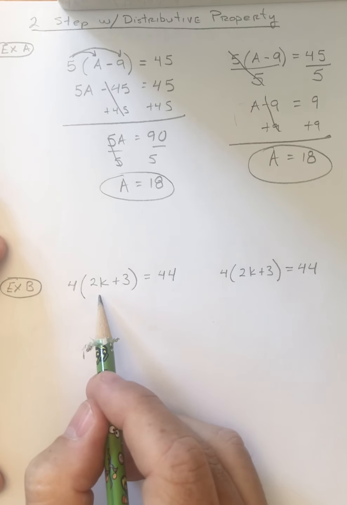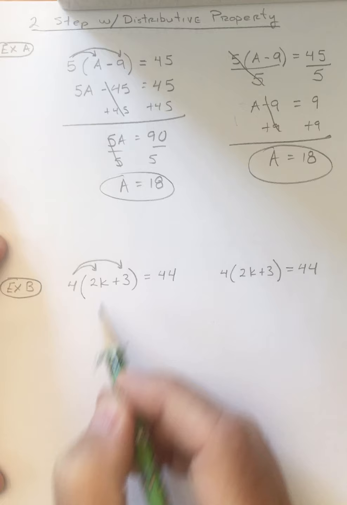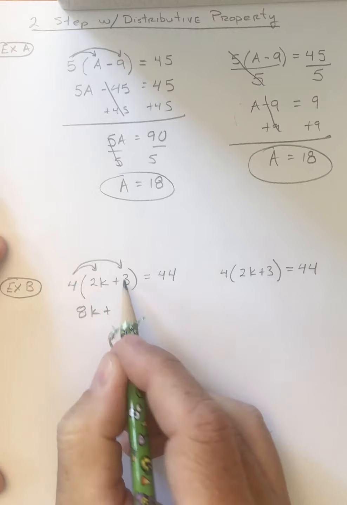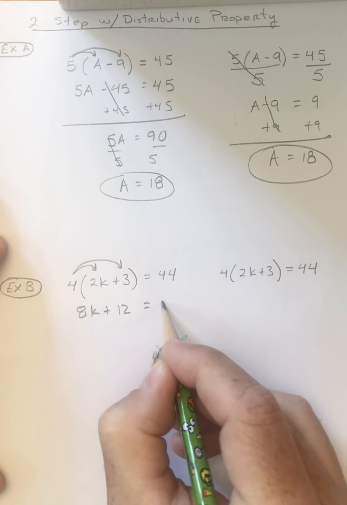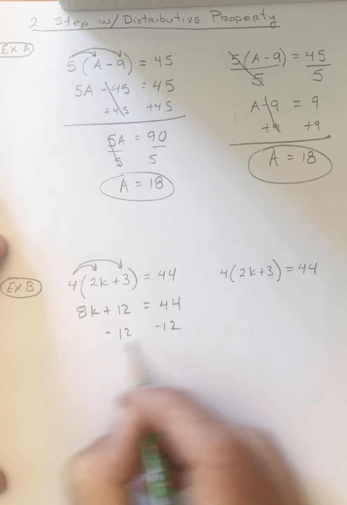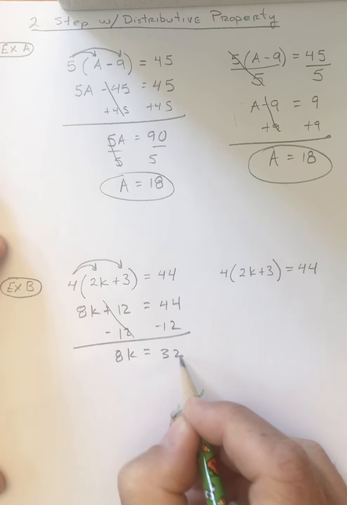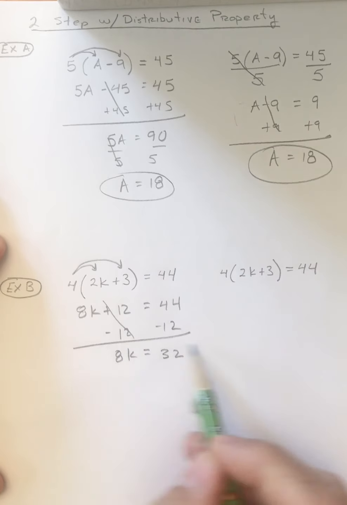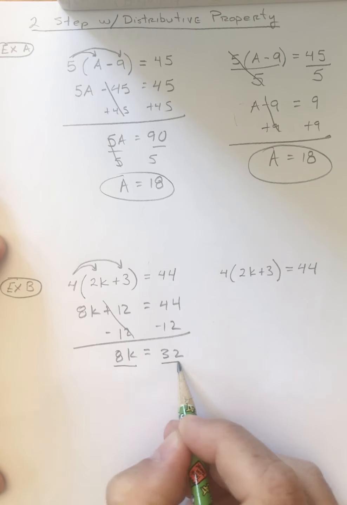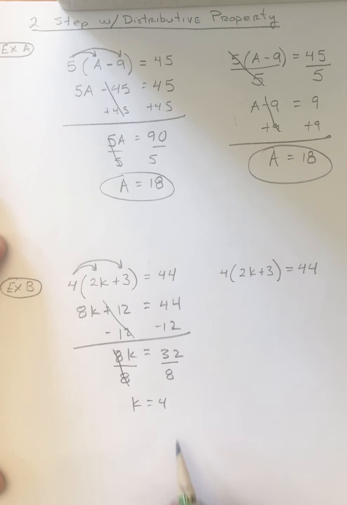I've got another: 4 times the quantity 2k plus 3 equals 44. Now again, I can distribute. This is no problem. So I get 4 times 2k, that's 8k, plus 4 times 3 is 12, equals 44. I'm going to subtract 12, bring down my 8k. 32. Don't forget to keep with all your good habits here. Draw lines between each section. Keep these equal signs all lined up. All right, divide both sides by 8. And I get k equals 4.